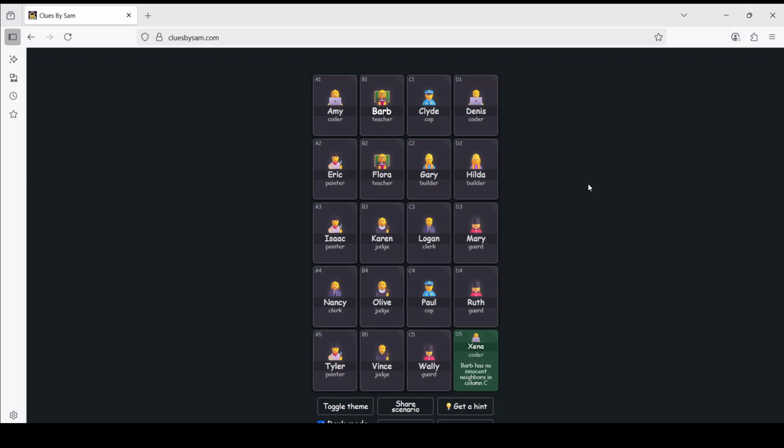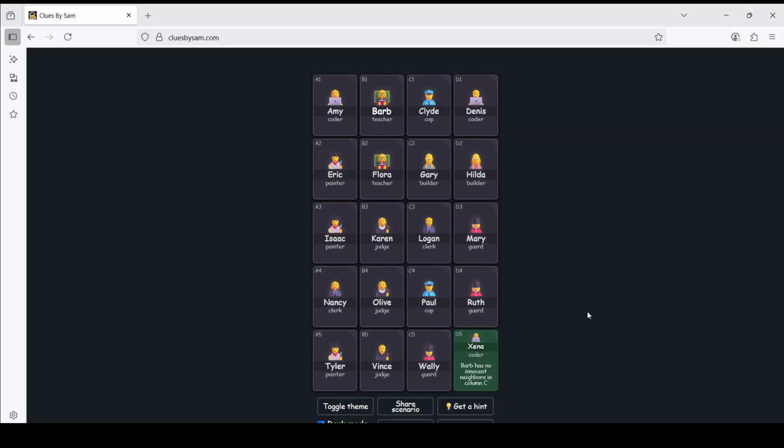Row 2 is going to be Eric the painter, Flora the teacher, Gary the builder, and Hilda the builder. Row 3 is Isaac the painter, Karen the judge, Logan the clerk, and Mary the guard. And for row 4, it is Nancy the clerk, Olive the judge, Paul the cop, and Ruth the guard.